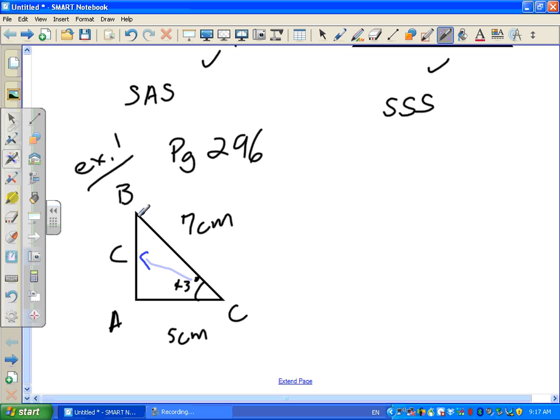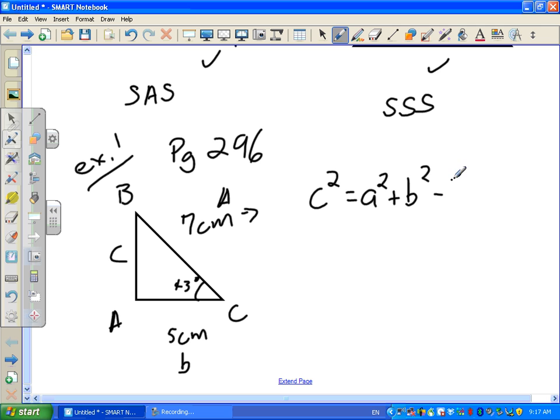There is our side C, which means 5 centimeters would be called which side? B, opposite of angle B. And 7 centimeters is A. Okay, let's set up our cosine law. We have side C squared is equal to side A squared plus side B squared, subtracted by 2 times side A times side B times cos angle C.